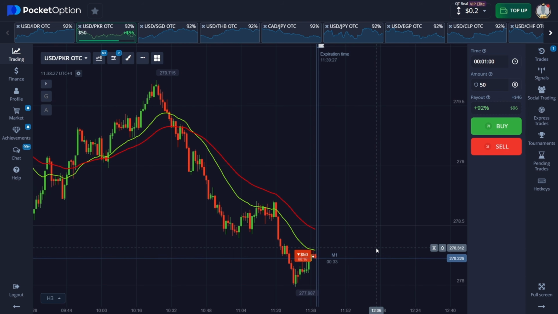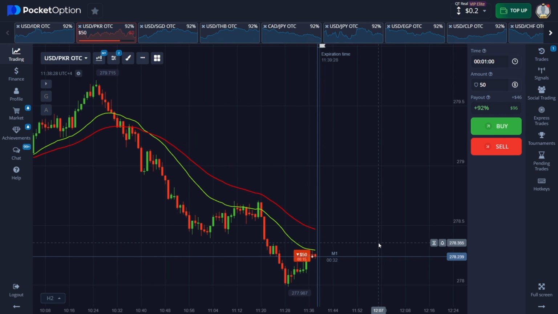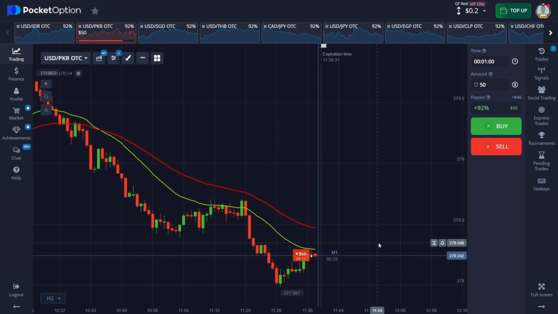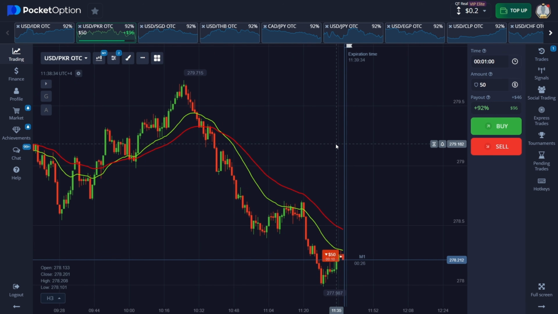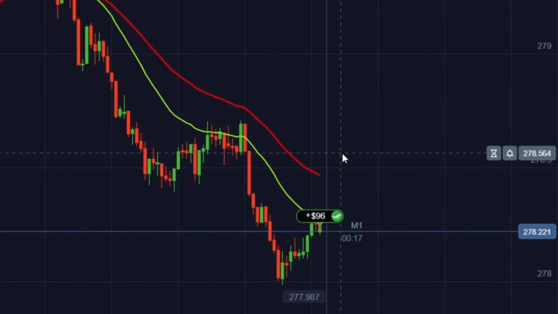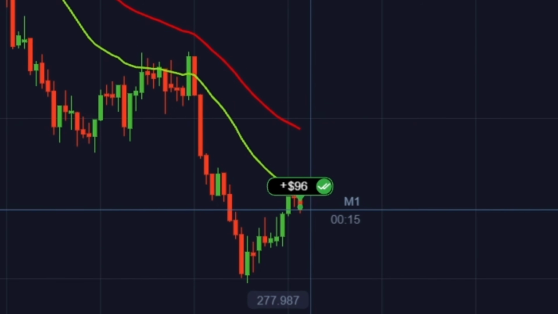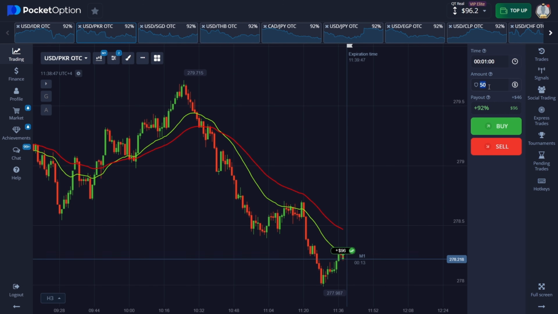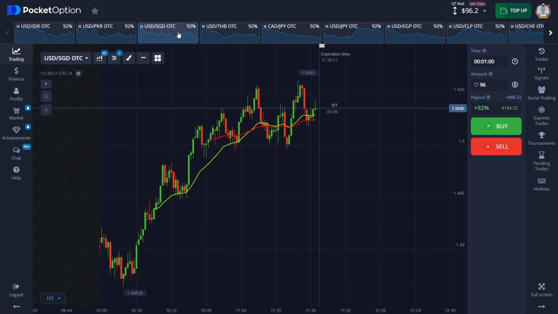The next candle will go in our favor and turn into a red candle. We still have 12 seconds left. And with only a few seconds remaining, I won my first trade of the compounding session. So now my balance is up to $96. Let's find a trade for $96.